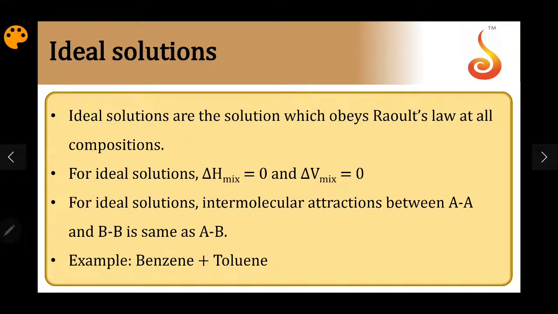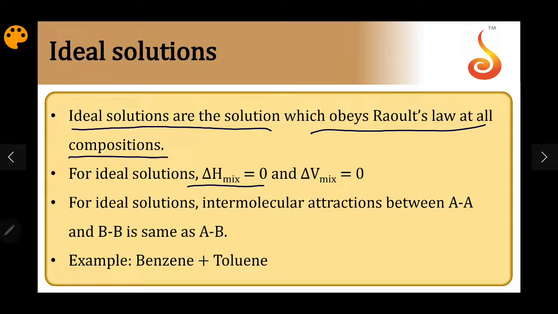Ideal solutions. Ideal solutions are the solutions which obey Raoult's law at all compositions. So P naught A XA plus P naught B XB is equal to P total. That should be satisfied at all compositions of A and B. And for an ideal solution, delta H mixing is 0 and delta V mixing is 0. Delta H mixing 0 means the enthalpy change during mixing will be 0. That means neither heat should be absorbed nor liberated when we mix two liquids. In the same way, the volume change on mixing will be 0.